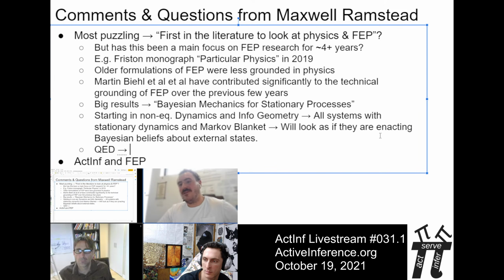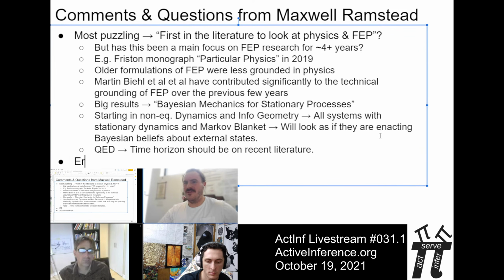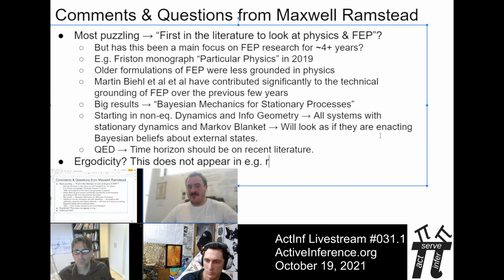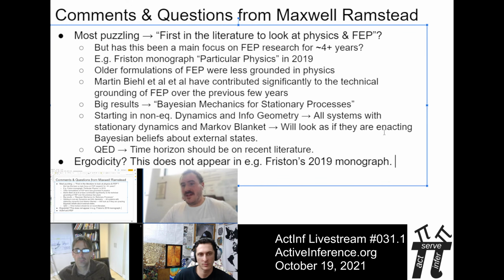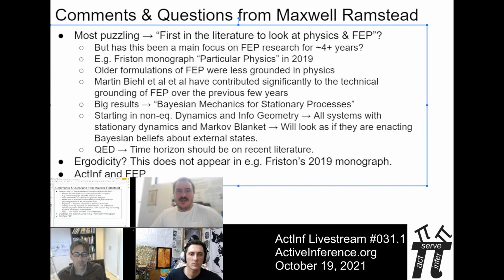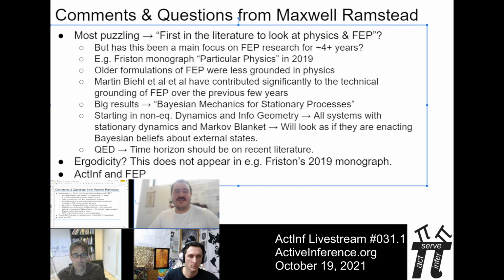I find it puzzling, for instance, that the authors spend so much time talking about ergodicity when the word ergodic just about never appears in the particular physics monograph. So anyway, I just find that there's a kind of disconnect between what's presented here and the actual work on the physics of the free energy principle that we have seen. And I think that leads to several of the arguments being proposed missing their mark, to put it diplomatically.